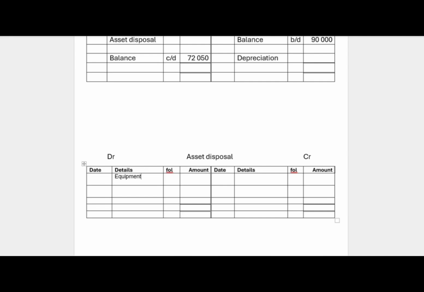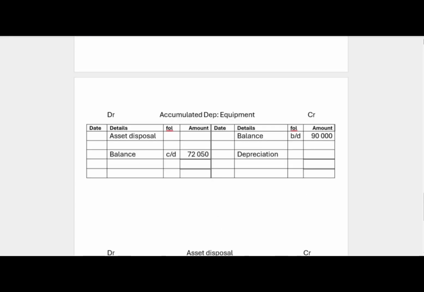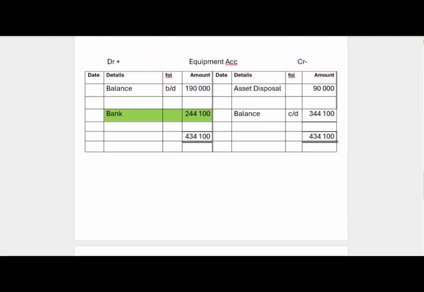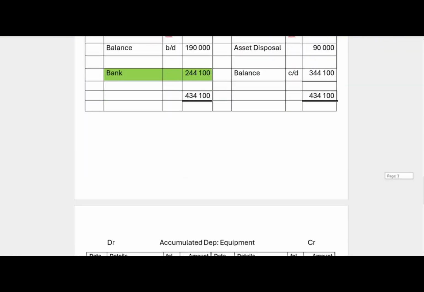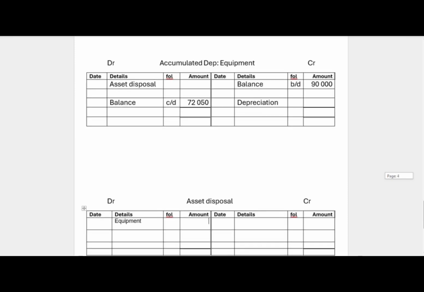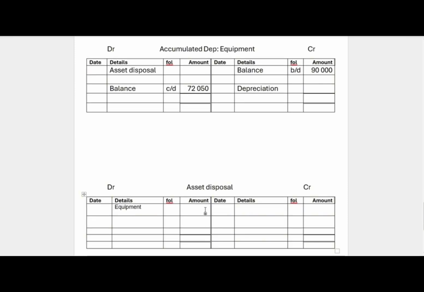It's a bit challenging. Please pay attention. Don't worry, we are going to make it. Equipment. All right. And then the equipment that was disposed, we are going to take the equipment that was disposed up there. We're going to take this 90,000. This 90,000 qualifies to come in, double entry system, remember, 90,000.